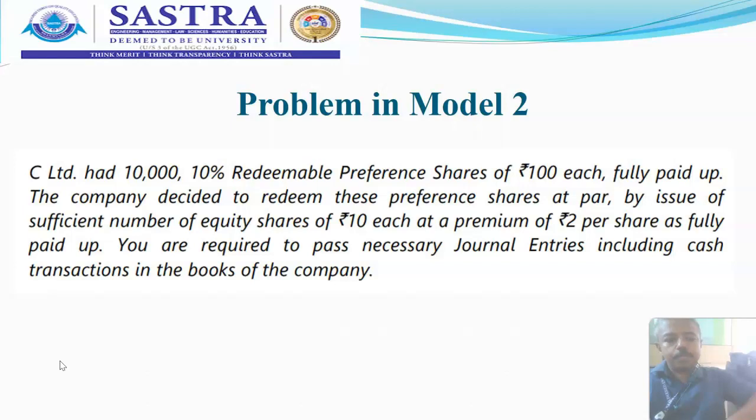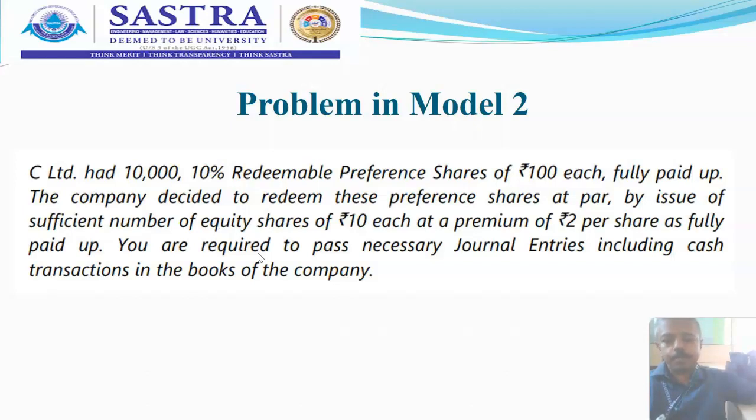Now the summary of this note states that C Limited has 10,000 redeemable preference shares of 100 each, which are expected to be redeemed. Now the equity shares have to be issued at a premium. Then how many shares are to be issued? To redeem 10 lakhs worth of preference shares, we need to issue 10 lakhs worth of equity shares. But here, the share value is only ₹10.